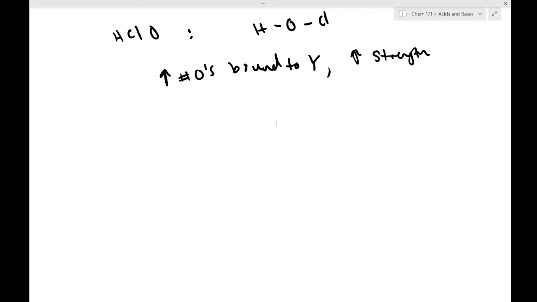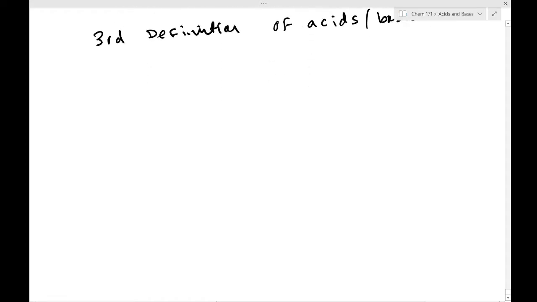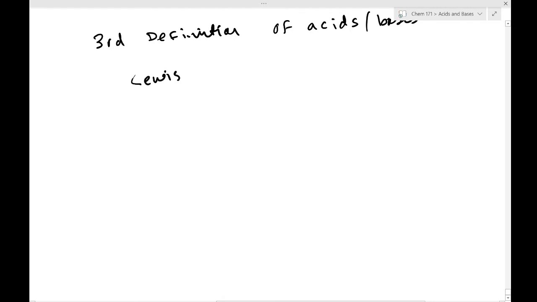So, okay, let us finish up chapter 16. We have one more definition of acids and bases, and that's essentially it. Okay, let's go through this. So the third definition, so far we have two definitions, right? And we are going to write up a third definition of acids and bases. Okay, and this is called the Lewis acid base.